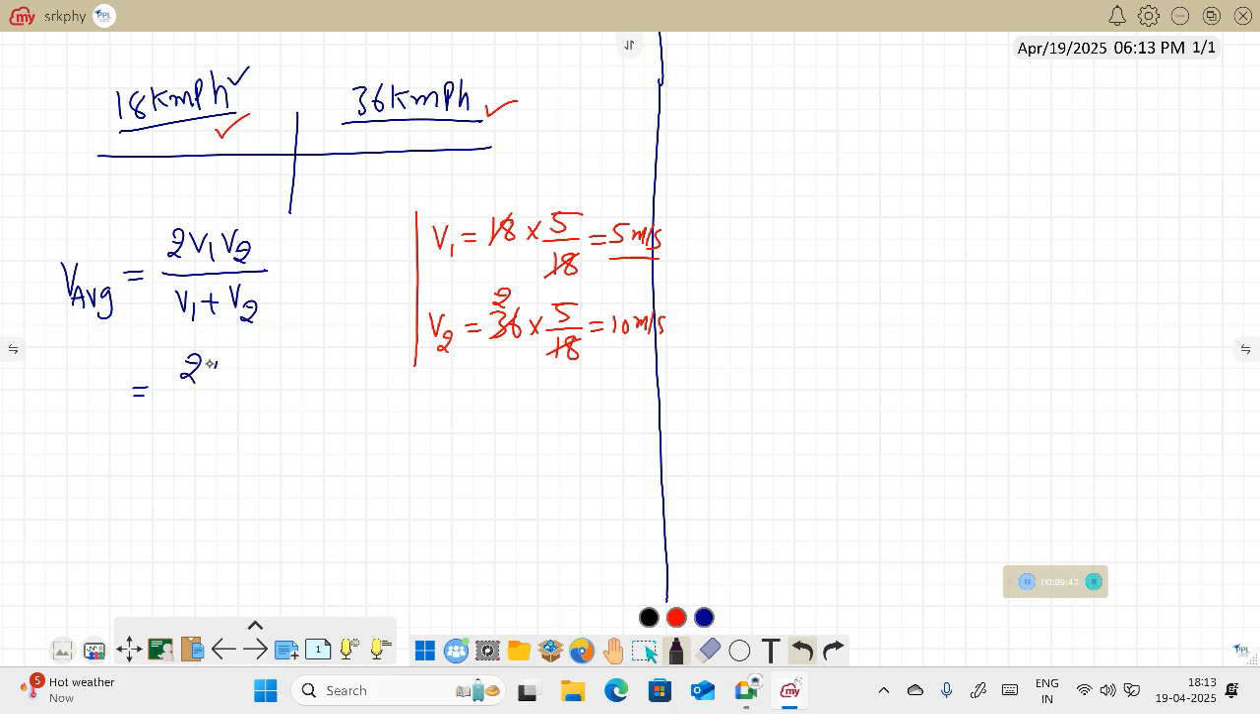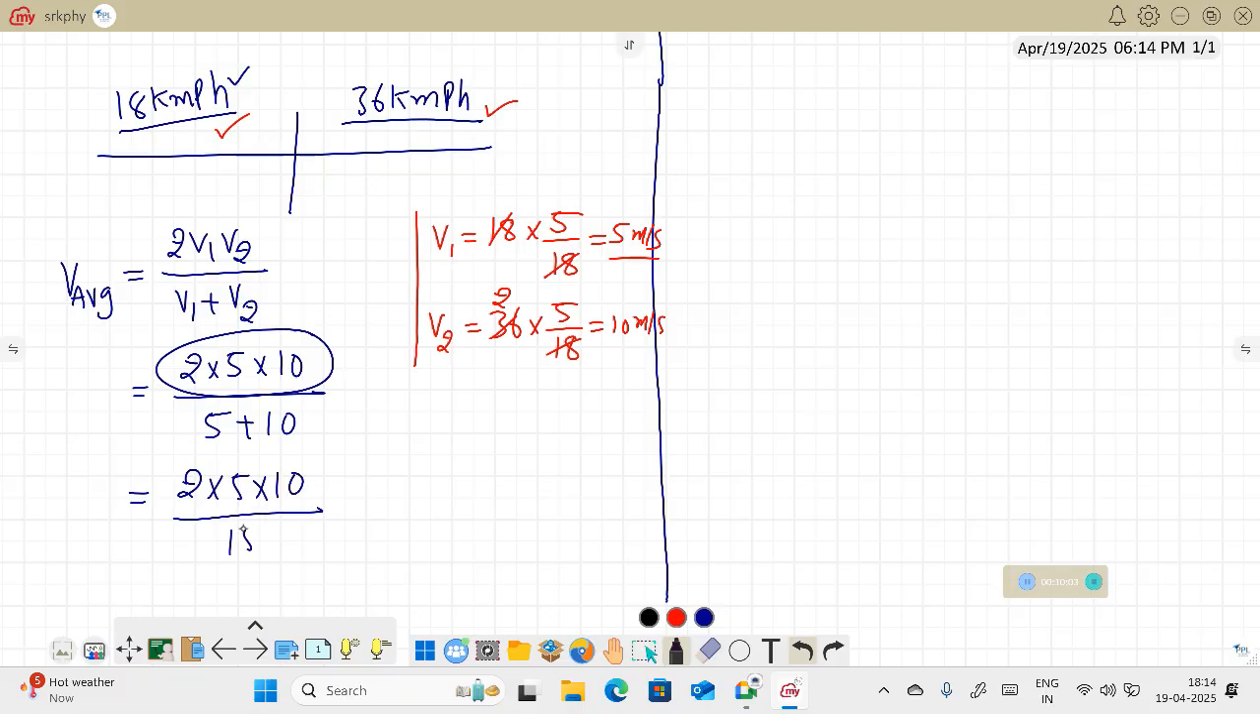While solving this one, this is 2 into, what is the V1 value? 5. What is the V2 value? 10, by V1 plus V2, that is 5 plus 10. Whenever you are solving the problem, keep it in mind, don't multiply the denominator completely. Keep it like that, so that you can complete the calculation faster. 2 into 5 into 10 by 10 plus 5, this is 15. Now you can cancel it, 5 threes are 15. Now it becomes 20 by 3. That is the answer in meter per second. So average speed is equal to 20 by 3 meter per second.